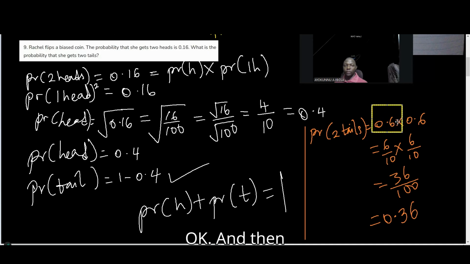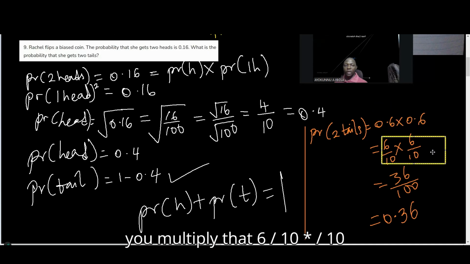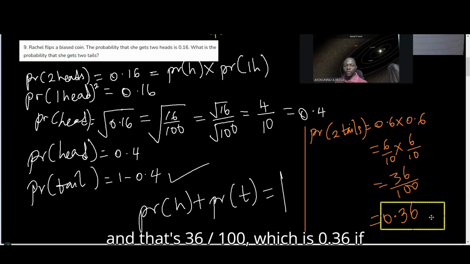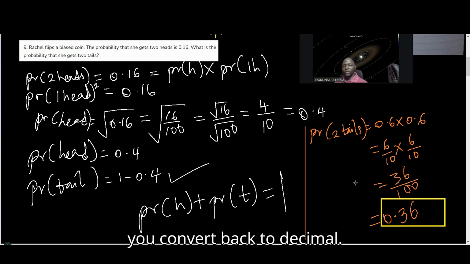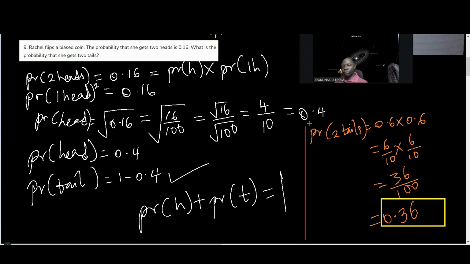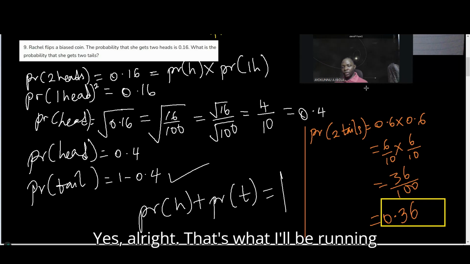Okay. Then you multiply: that's 6 over 10 times 6 over 10, and that's 36 over 100, which is 0.36 if you convert back to decimal. So do you understand it? Yes. All right, that's what we'll be wrapping up for today.